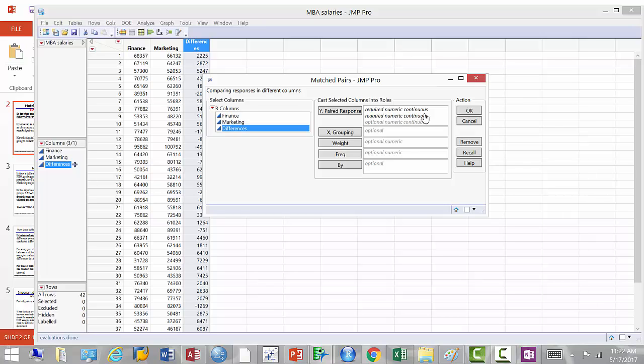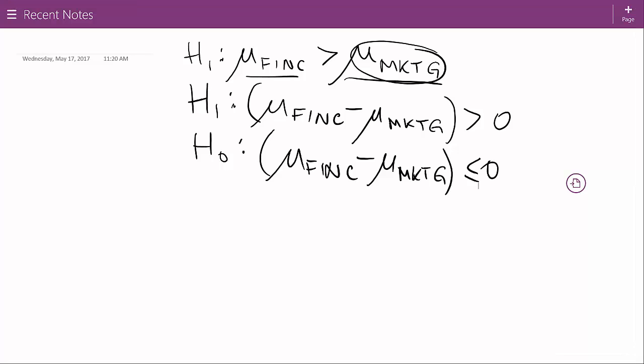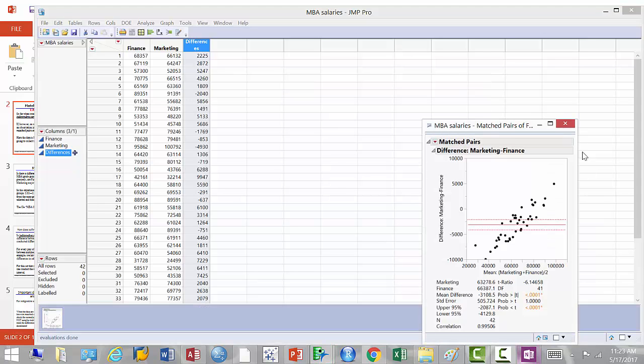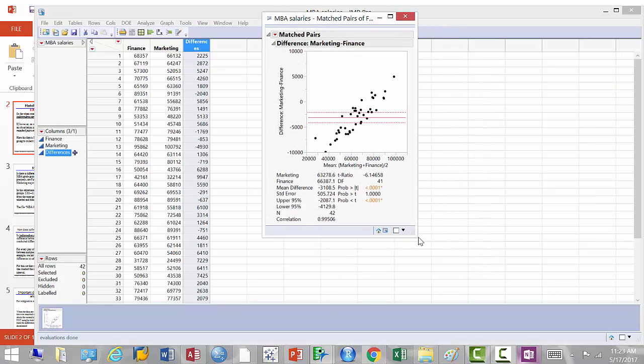Now, it's important actually to keep an order of things. Here's how we formulated our hypothesis, right? In terms of finance minus marketing, right? That's how we formulated them. I should keep the same order probably, right? And this part, let's kind of experiment. What happens if I drag the finance into this area first and marketing into this area next? What will it test? So when I click OK, it shows me some plot.